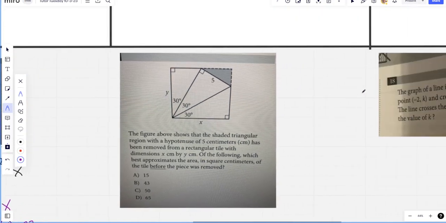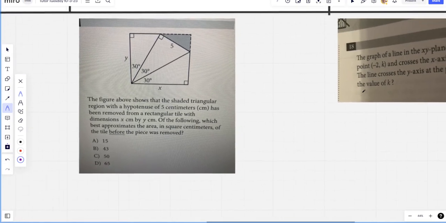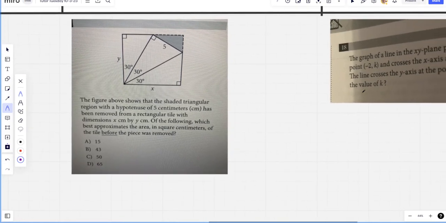Okay. I've solved this one out before. This next one, I kind of remember it as being a little bit tricky. The figure above shows that the shaded triangular region with a hypotenuse of 5 has been removed from a rectangular tile with dimensions x by y centimeters. Of the following, which best approximates the area in square centimeters of the tile before the piece was removed?